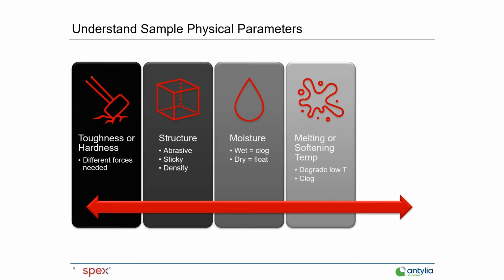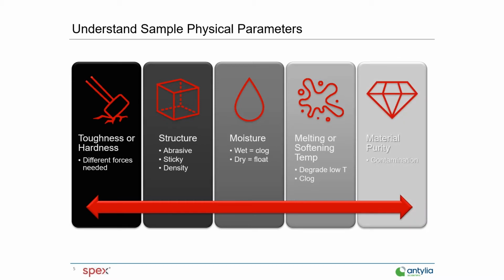What's its melting or softening temperature? Is it going to degrade if you have to use liquid nitrogen? Or is it going to degrade if the temperature is too high? Is it going to clog? Again, are you going to clog those screens? Are you going to clog the mechanism for grinding?